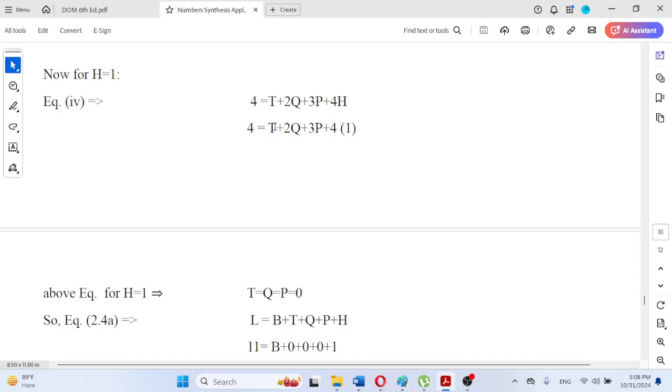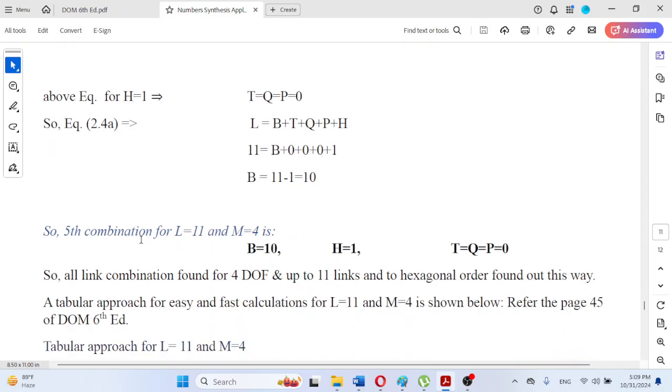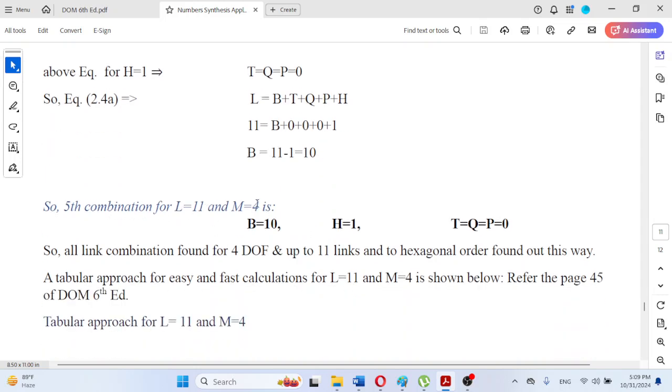So even if any of the links assumes the lowest value, meaning 1, there cannot be 0 on the left hand side or right hand side. So that means t, q and p must all be 0, and the other equation gives the number of binary links. There is one hexagonal link, so 11 minus 1, so binary links are 10. So the fifth combination for L equal to 11 and M equal to 4 is 10 binary links, 1 hexagonal link, and T, Q, P all 0.